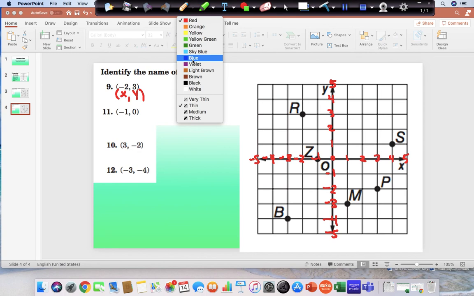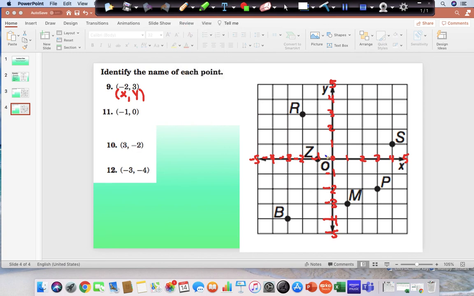Okay? So we are at the origin, and we need to go to -2 on the x-axis. That's the first place we need to go. So -2 is here, and then the second number it says is +3. To get to +3, we're going to have to go up 3. So 1, 2, and 3. So the letter that we land on here is R. R is at -2, +3.